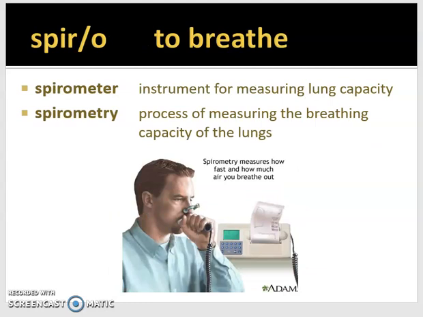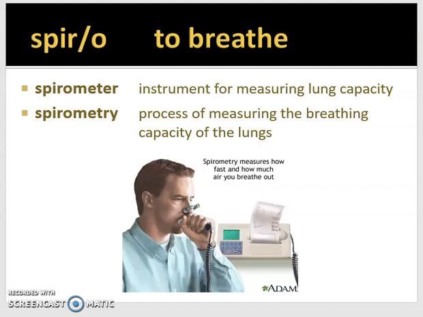Spiro. This combining form means to breathe, as in spirometer. It's an instrument for measuring lung capacity. And when we do that, of course, we add the Y on the end, and now it's a procedure or a protocol or a process, meaning spirometry. And this is the process of measuring the breathing capacity of the lungs. This is a test we do in the clinical setting.